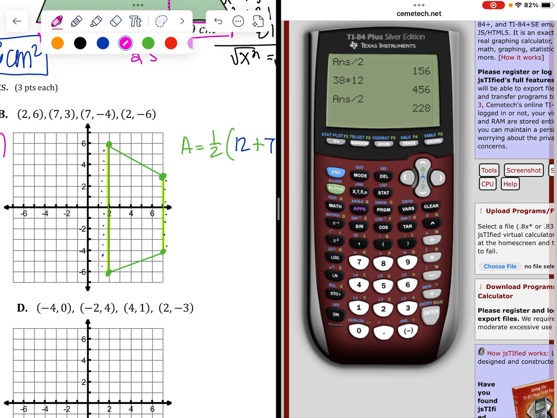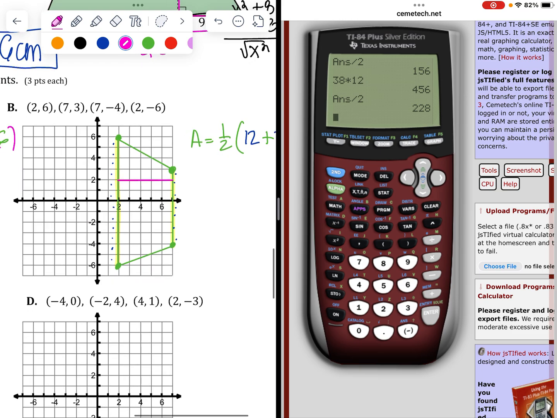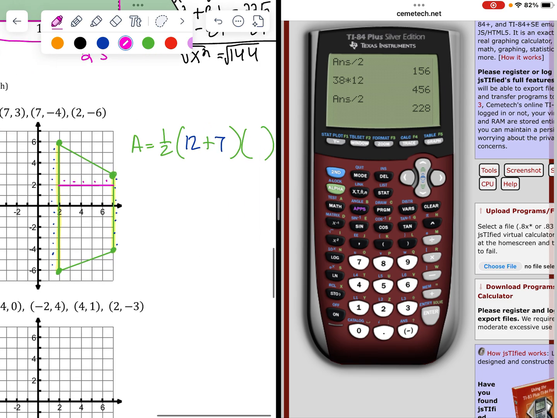And then the height connects your 2 bases. My 2 bases are vertical lines, so I'm going to use a horizontal line for my height. 1, 2, 3, 4, 5. All right, so now I need to multiply this. So I'm going to do 12 plus 7, which is 19, times 5. Oops, that's divided by 5. 19 times 5, enter, and then divide that by 2, enter, and I get 47.5 units squared.